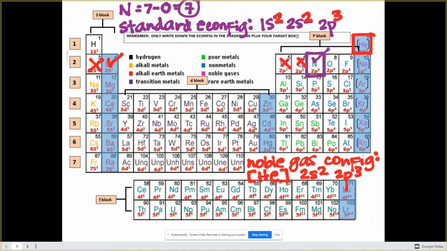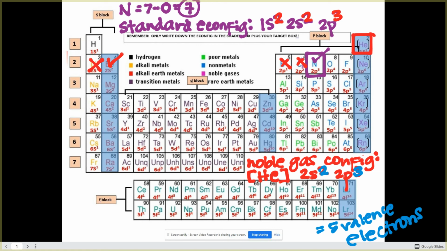See it? And again, guys, if you add up all the exponents here, the 2 plus the 3, this should give you 5, which is your valence electrons. Okay, valence electrons.